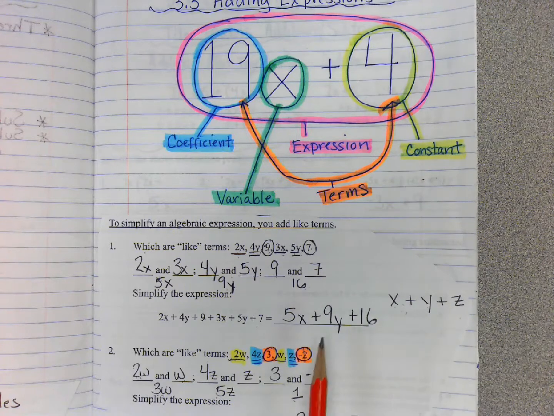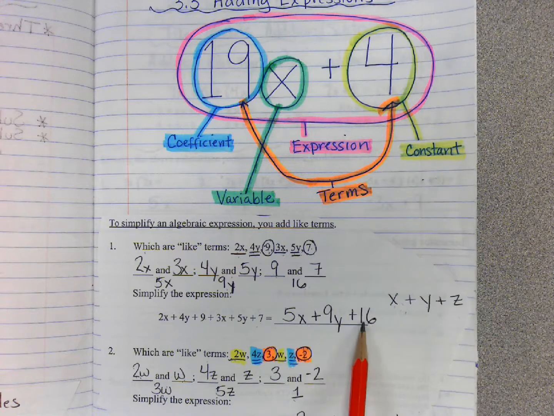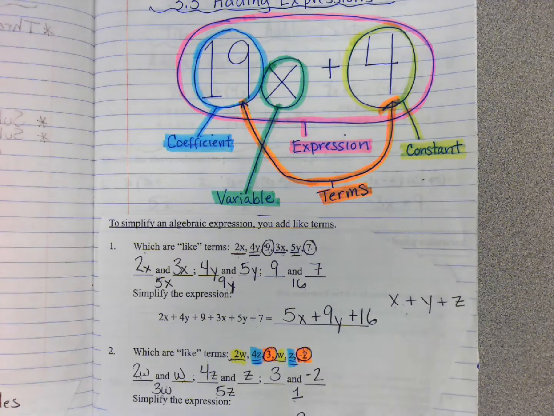Right? Now, we want to put this in chronological order, so we're going to put our x's first, then y, and then our constant numbers all by themselves last. Now, it doesn't matter. I mean, you could write 16 plus 9y plus 5x, but mathematicians like things to be organized. So we put our lower letter first, then the next letter, then our numbers all by themselves last. All right?